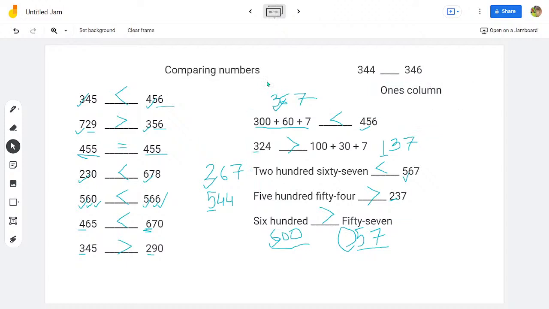ones column जो है वो आपकी हेल्प करेगा डिसाइड करने में कि कौन सा नंबर बिगर है. Let's see. Can you see the hundreds column is the same for both the numbers, that is 3. The tens column is the same for both the numbers, that is 4. But in the ones column we have a 4 and here we have a 6. Now 6 जो है वो 4 से बड़ा है, which means 346 is more than 344 or 344 is less than 346.